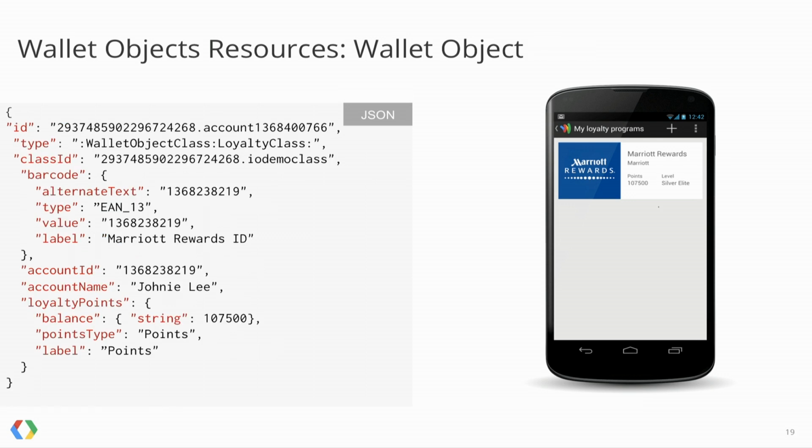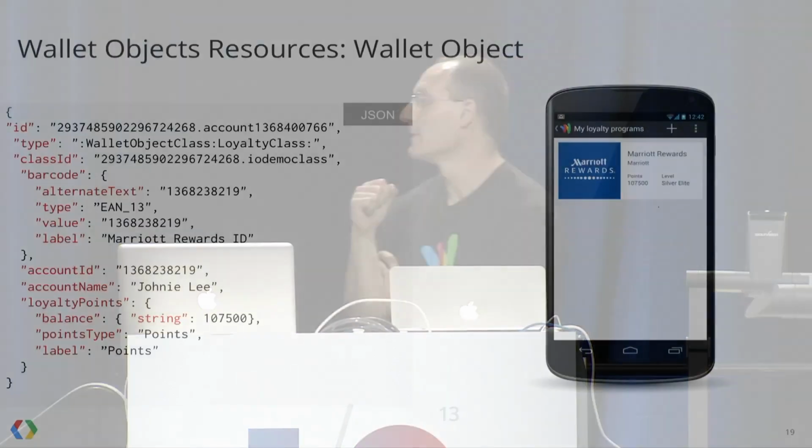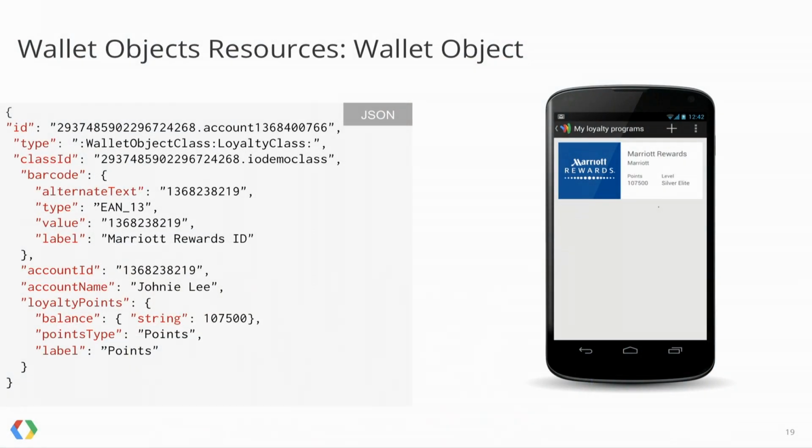The wallet object is an instance of this class. So for each program, there will be actual cards showing up on devices or within wallets, and that corresponds to the wallet object. This is also polymorphic. You'll see here that it's using the same class type, the same type as the class, sorry. It also has specific information for this end user. For example, the number of loyalty points that have been awarded to this user.